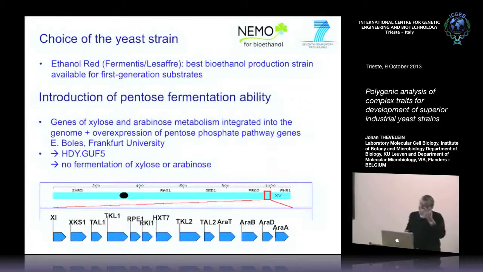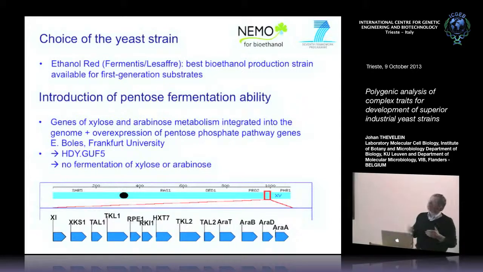So in the European NEMO project, which was aimed at the generation of new enzymes and new microorganisms for second-generation bioethanol production, we decided that to make a good industrial yeast strain for second-generation bioethanol production, we have to start from an industrial strain, from a proven industrial strain. And that's what we did.